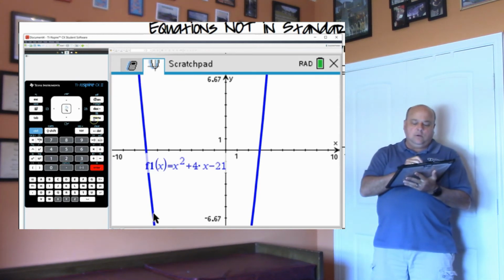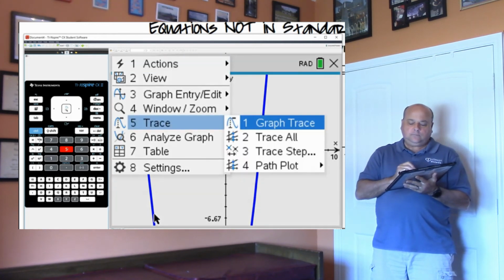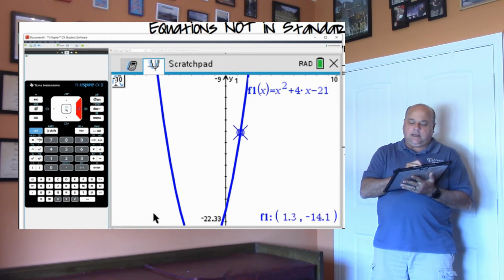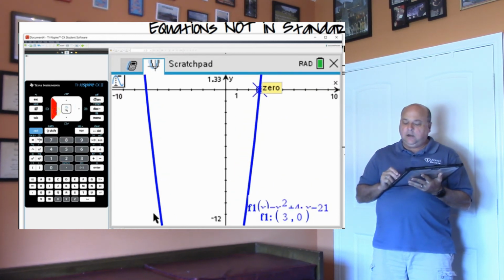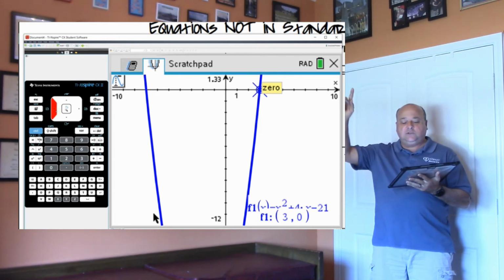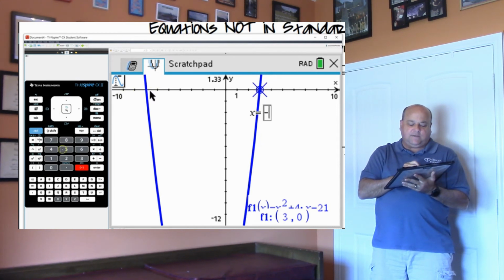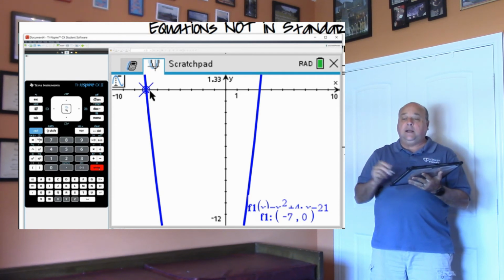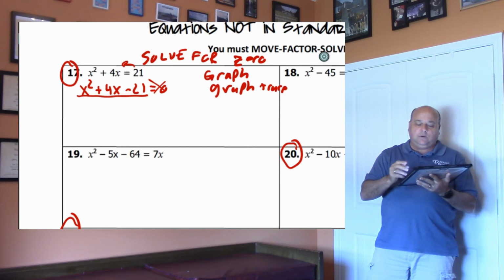Now then menu, 5, and then 1. And then I'm just going to hit the right arrow until I get to my 0, right? Which is right there. So 3 is one of the zeros. Now then, this is negative 10, so I'm going to go negative 9, negative 8. Let's type in negative 7. So I type in negative 7, and boom, I get the other one, don't I? Negative 7, comma 0. So 3 and negative 7 are my zeros.